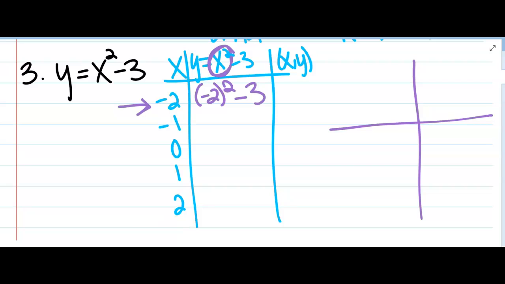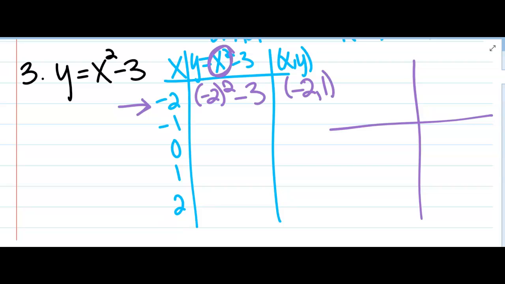Now when you take -2 squared, that includes the negative. That's going to be -2 times -2. Negative times negative is a positive. So that's going to be +4 minus 3, which is 1. So you get -2 comma 1.